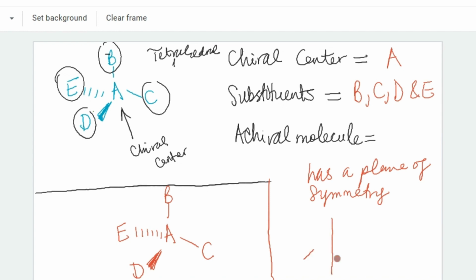two things. So, for example, this molecule has a plane of symmetry, because this molecule has an imaginary line where the right side of the structure and the left side of the structure are exactly the same. So whenever you're dealing with chiral molecules, you do not want them to have a plane of symmetry.